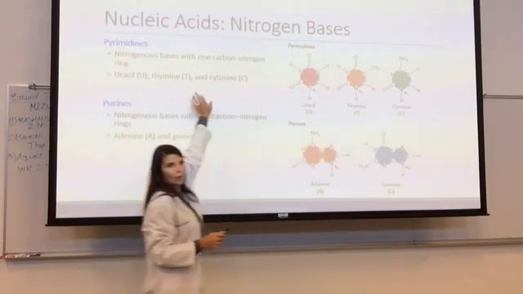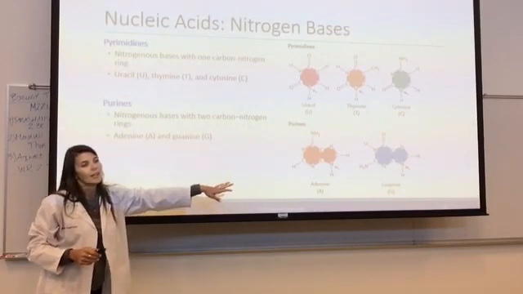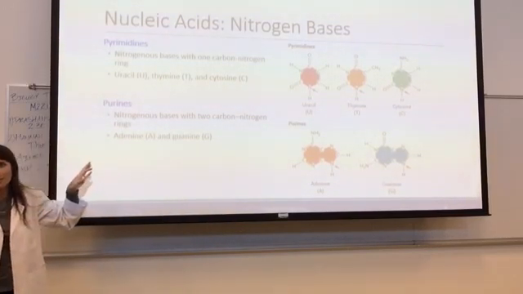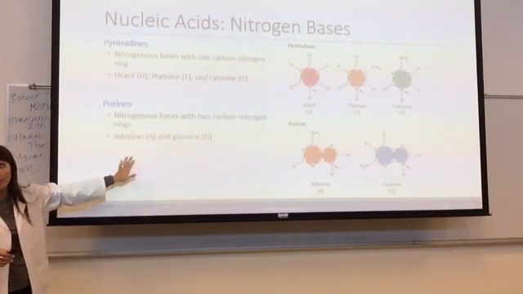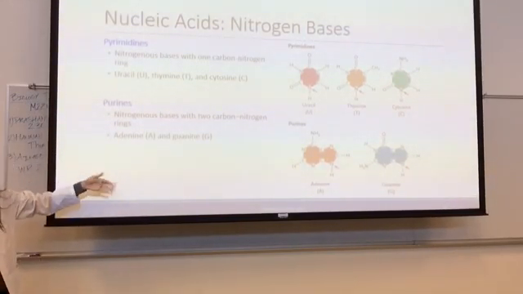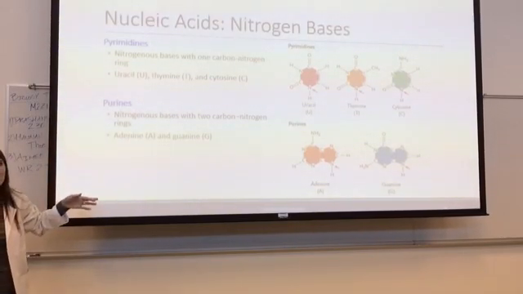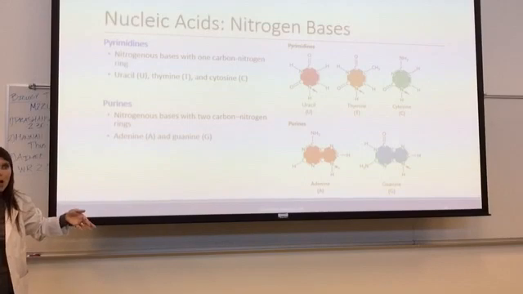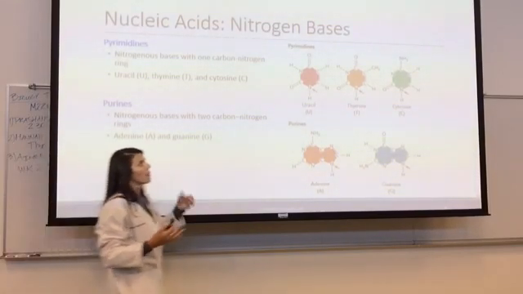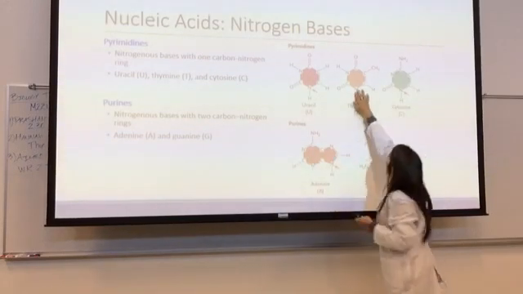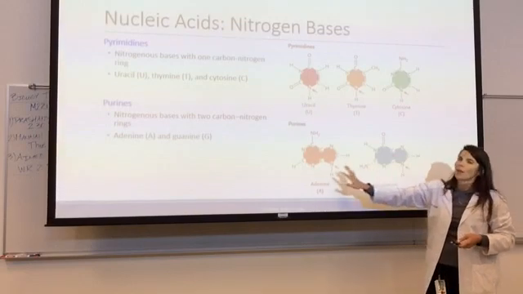T, C, and U are pyrimidines. A and G are purines. So TCU is pyrimidines, and the Aggies are purines. That's how I memorized it, and that's literally how I still remember it. It's just memorization. Is this going to change in the next textbook? No, it's not. To be a pyrimidine literally just means you have one single ring, and to be a purine means you have two.